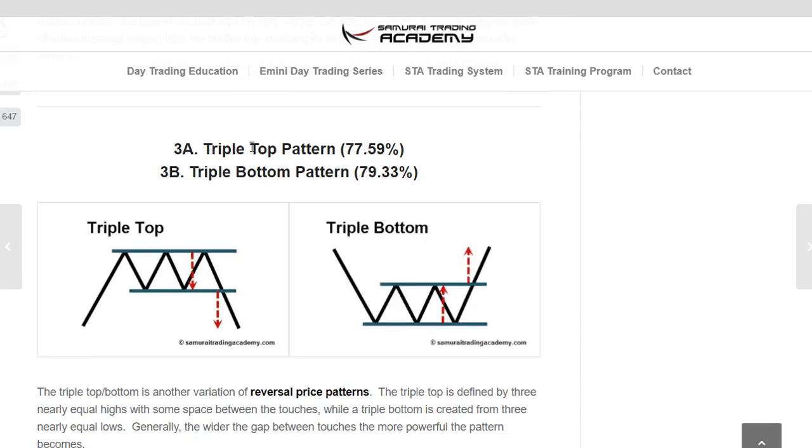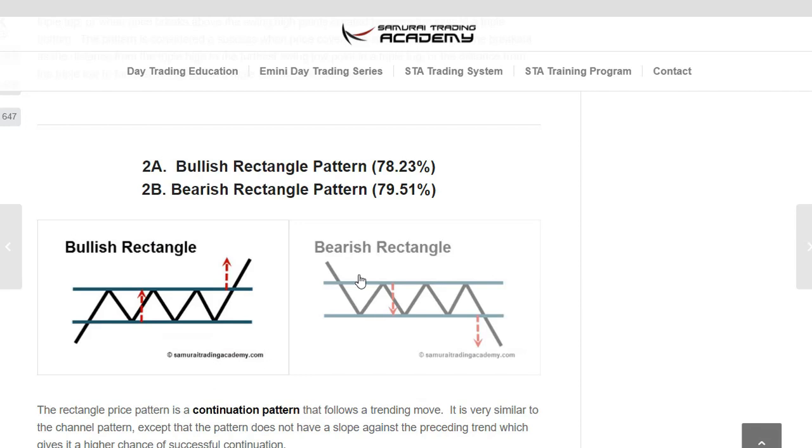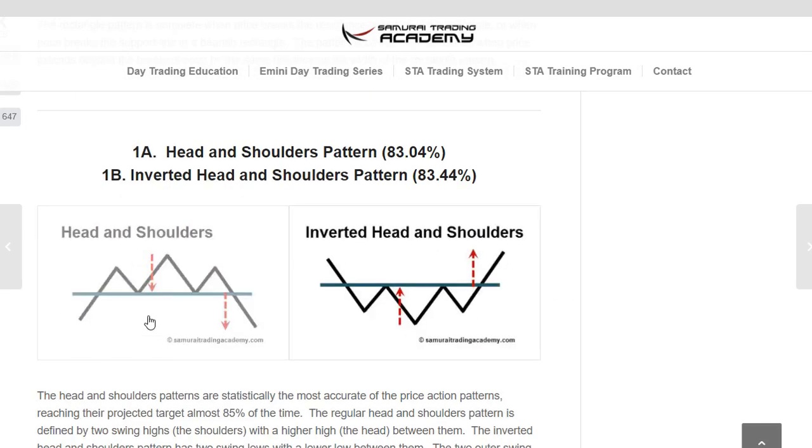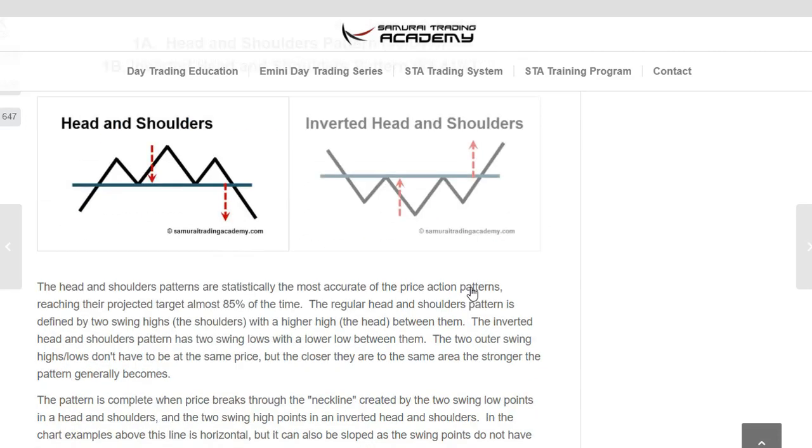Then there's a triple top and triple bottom pattern. There's the bullish rectangle, also called a sideways channel pattern here. There's the head and shoulder with a shoulder, a head and a shoulder here, and there's the inverted head and shoulder.